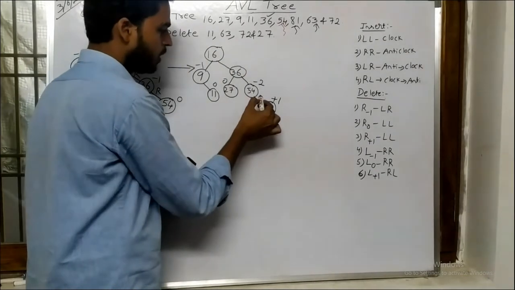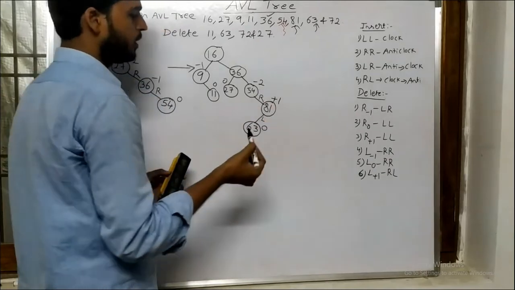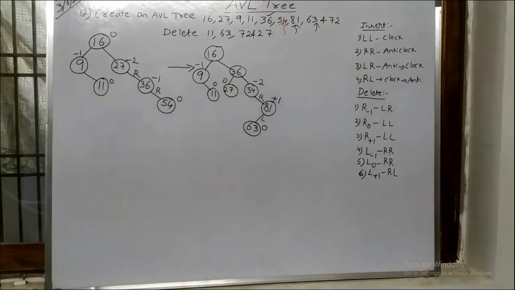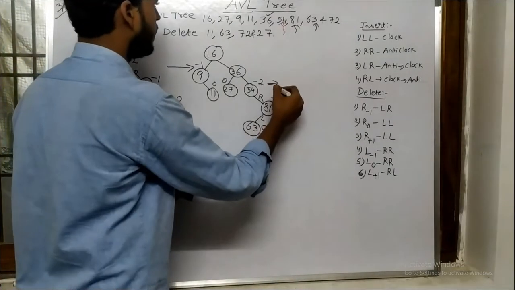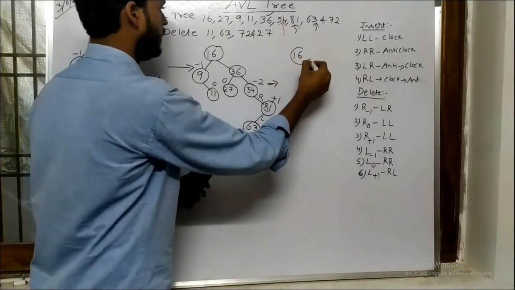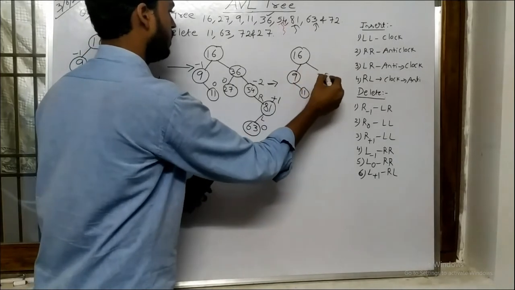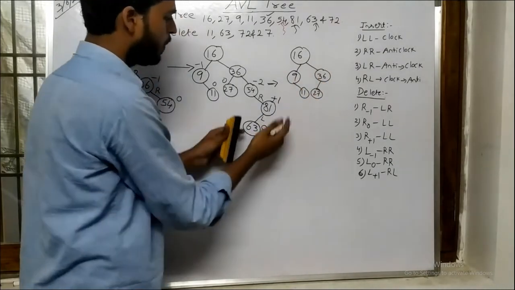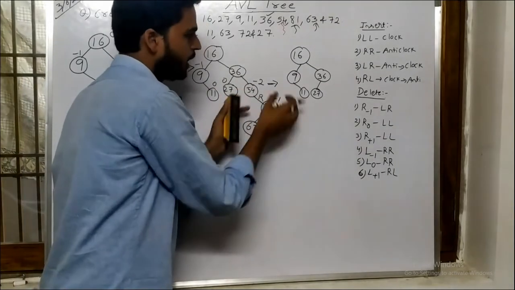So this is R, here. This is RL. This is RL notation. When RL, what you need to do? You need to rotate right. That is 16, 9, 11, 36, 27. So when you apply RL, you make clockwise, then anti-clockwise.